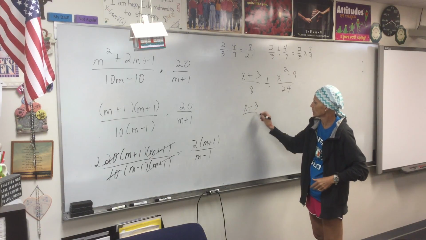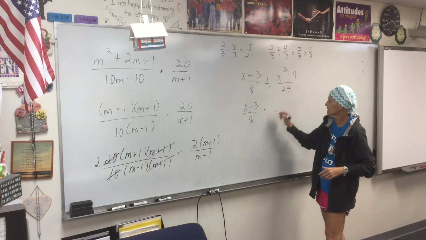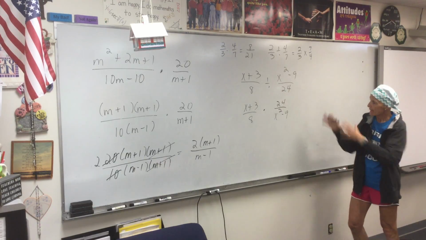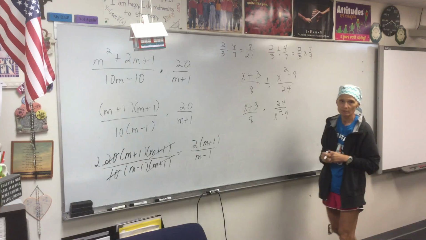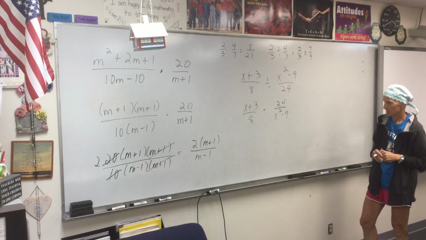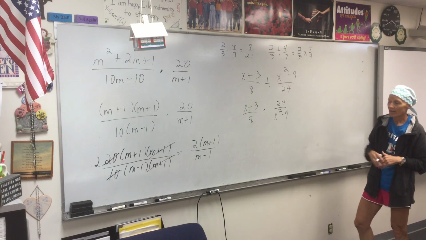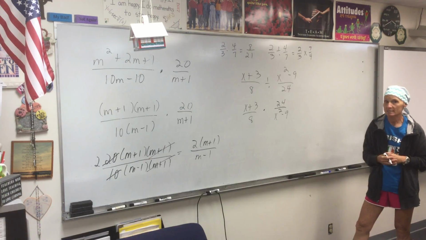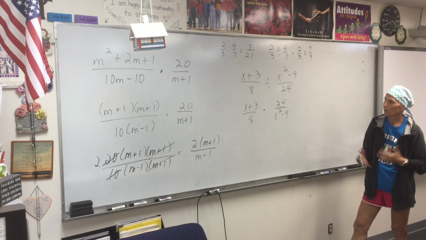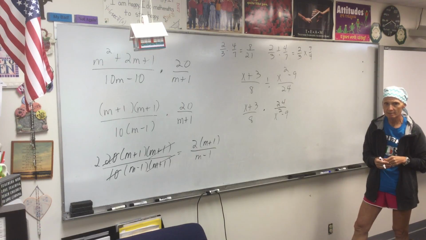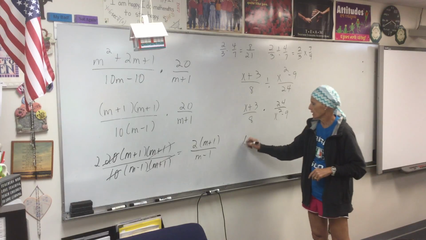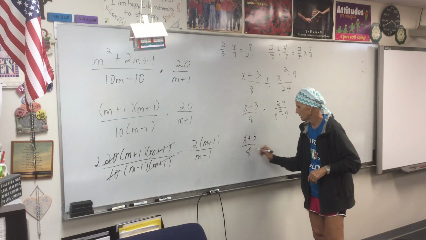So x plus 3 over 8 times 24 over x squared minus 9. Now we have a problem exactly like the one we just did. The difference is we had this extra step. We made it a multiplication problem. But now we're going to proceed exactly the same. So what do we do first? Don't you dare start canceling. Before you start canceling, let's get it factored. So x plus 3 over 8 is pretty much done.